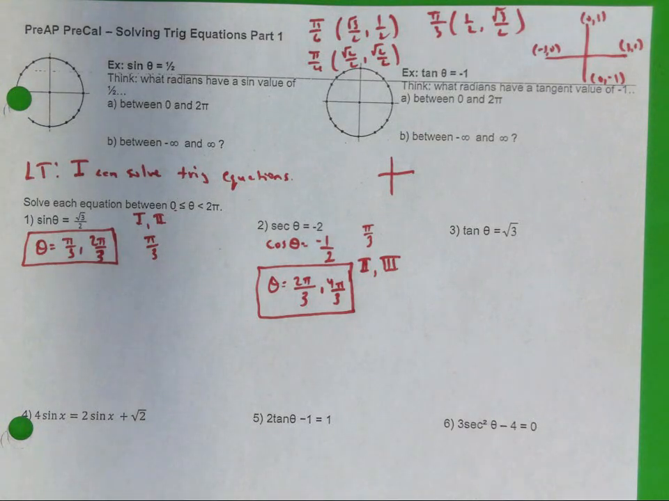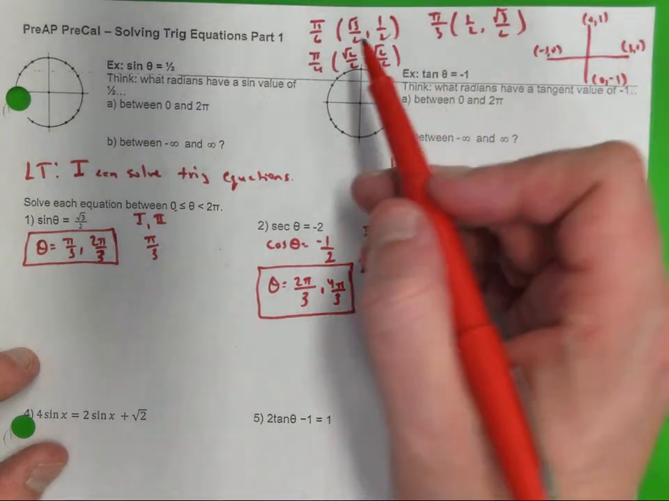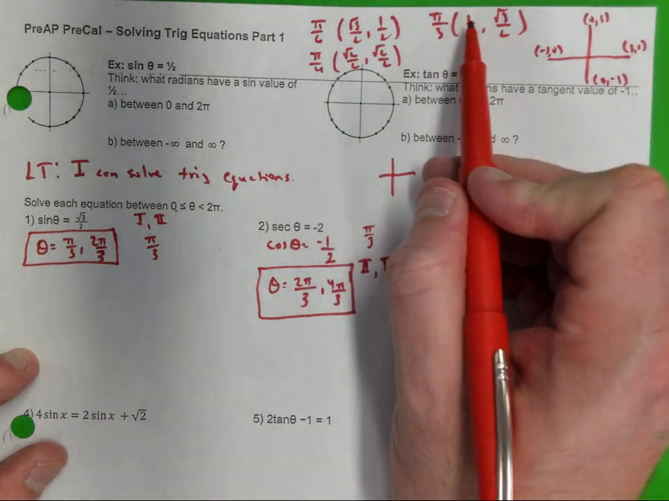Alright. Number 3. Tangent of theta equals square root of 3. Okay, I've got to think, which of the family gives me square root of 3? I know it's not pi over 4. That's easy. That's 1. I have to think here and here.